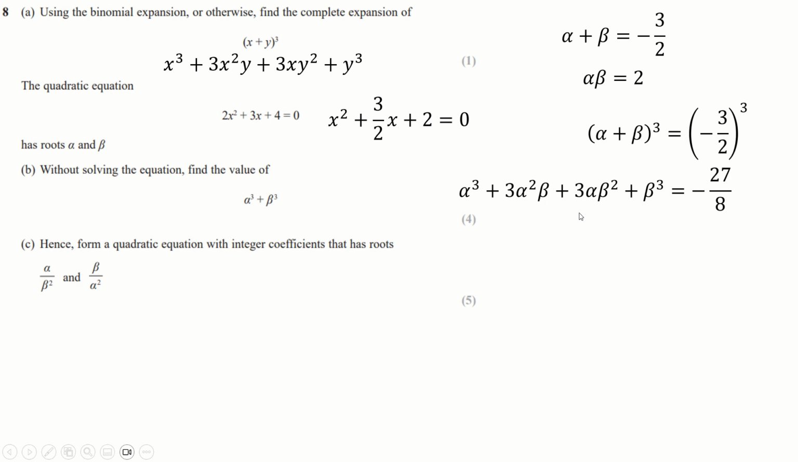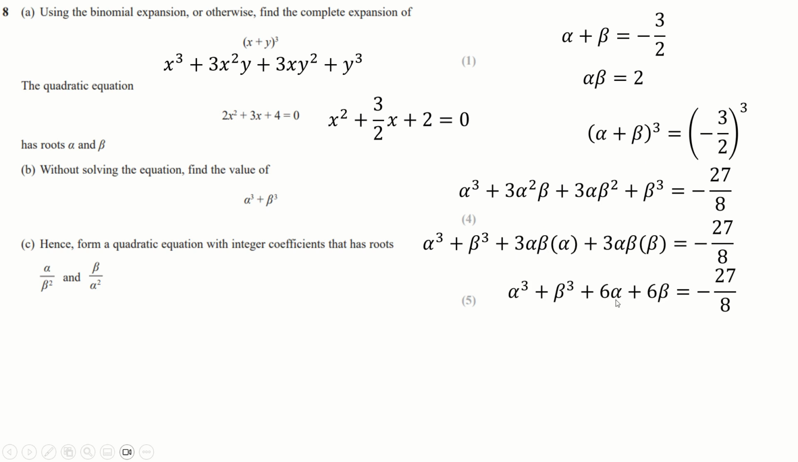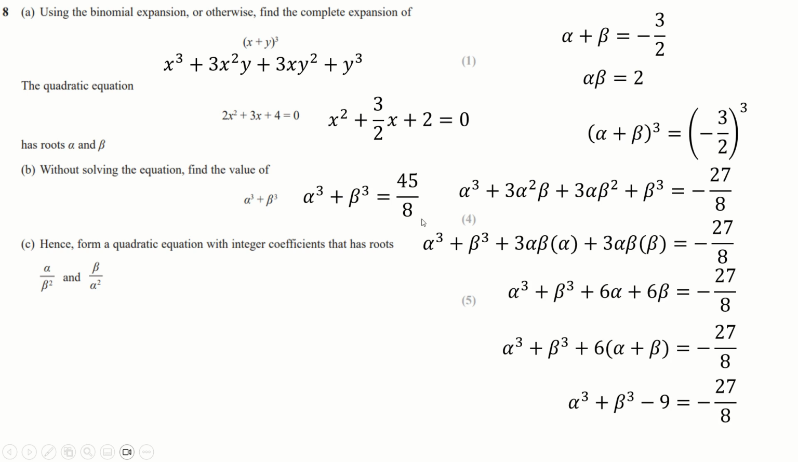So that's cool. What we can do here is I can write this as alpha times beta times alpha. And this is alpha times beta, because alpha beta is 2. So replace these with 2's. 3 times 2 is 6. So we get this and this again. And then factorize out the 6 and we get this. But we know this is minus 3 over 2. 6 times minus 3 over 2, I believe, is minus 9. Add 9 to both sides, and we get this. And so that will be our answer, because we've got the a cubed plus b cubed just here, which I rescued over there.